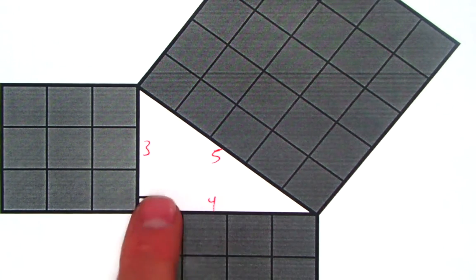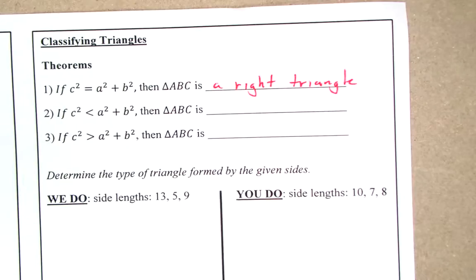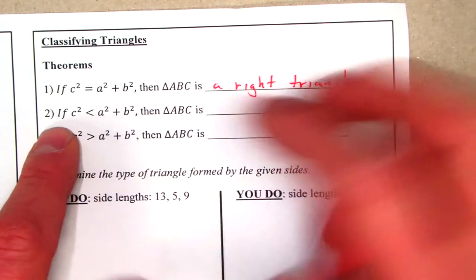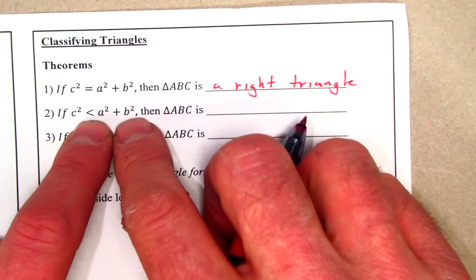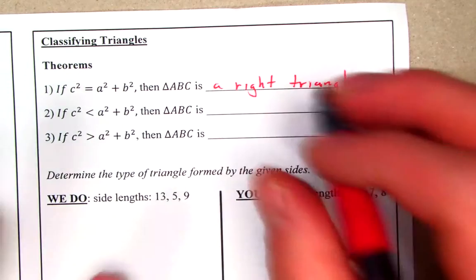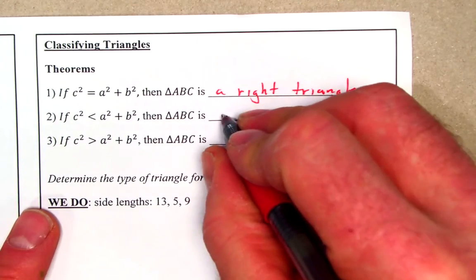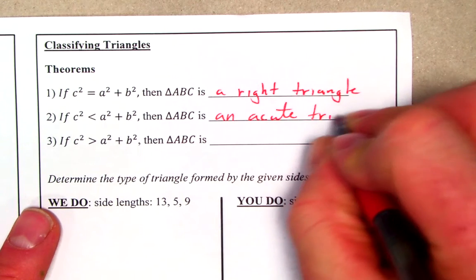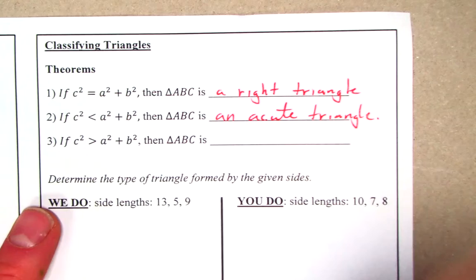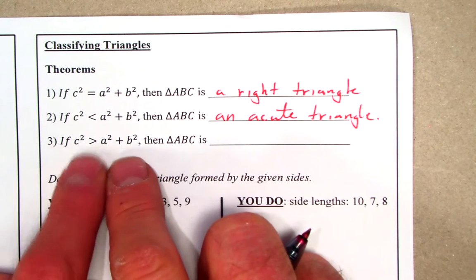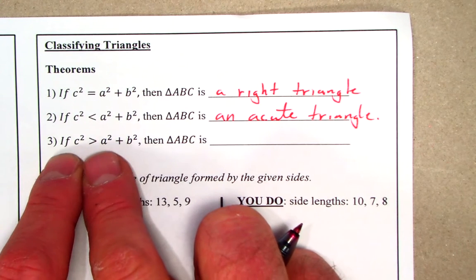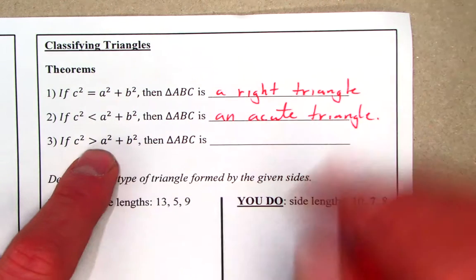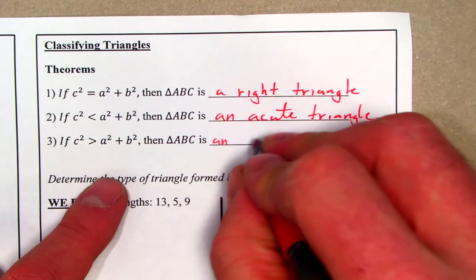Well, either it's going to be acute or obtuse. And if the area of the legs is greater than the area of the hypotenuse, if a squared plus b squared is greater than c squared, then we're dealing with an acute triangle. And if a squared plus b squared is less than c squared, that third side is a lot bigger than the other two, then we're dealing with an obtuse triangle.